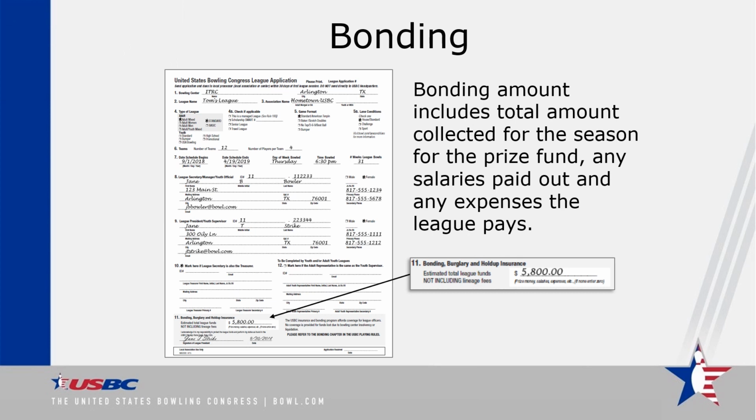To accurately calculate the bonding amount in Box 11, include the total amount collected for the season for the prize fund, any salaries paid out, and any expenses the league pays. Not included in the bonding amount is the cost of lineage.